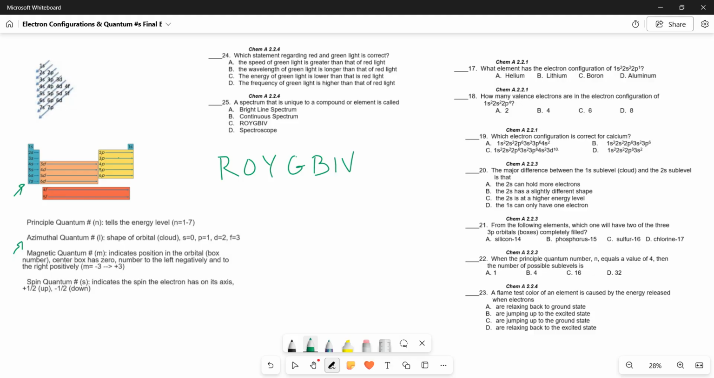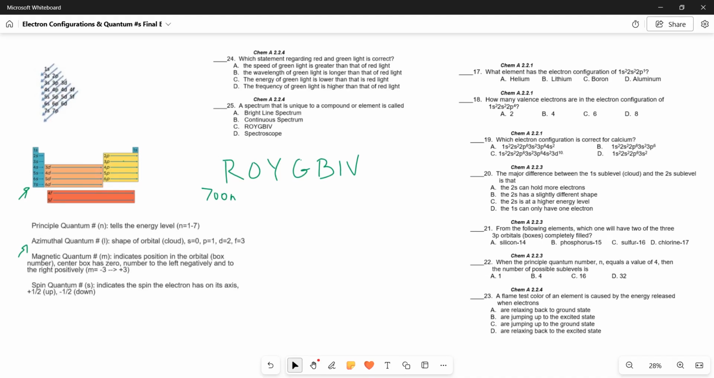So with the Roy G. Biv, the colors of the visible light of electromagnetic radiation, red light has about a 700 nanometer wavelength. And then we get all the way down to violet, it's about 400. So visible light, which is made up of the colors that I have listed here, red, orange, yellow, green, blue, indigo, and violet, runs from 700 nanometers to 400 nanometers.